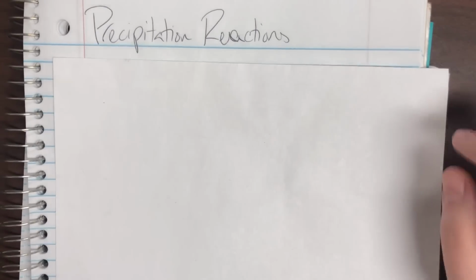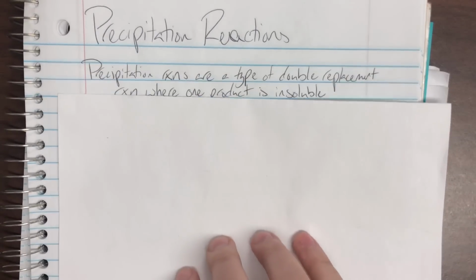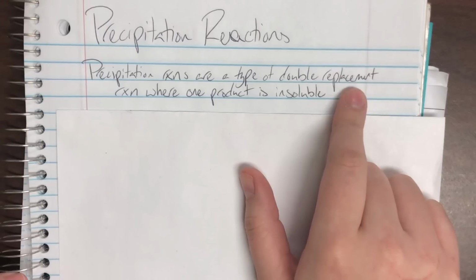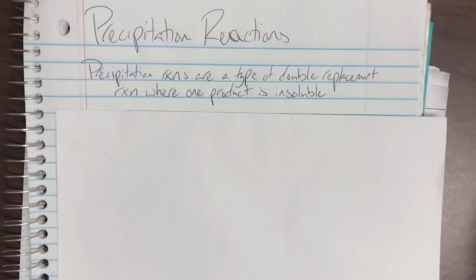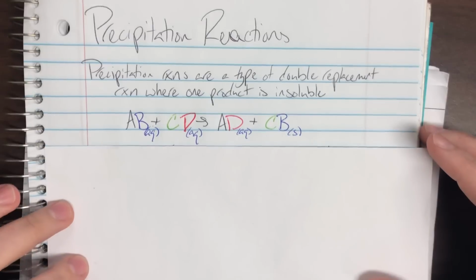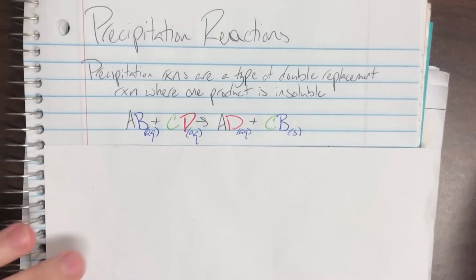Today we're going to be talking about precipitation reactions, and precipitation reactions are a type of double replacement reaction where one product is insoluble. So remember double replacement reactions, that's where we referred to them affectionately as either permanent swingers or wife swap. And so we can see it here.